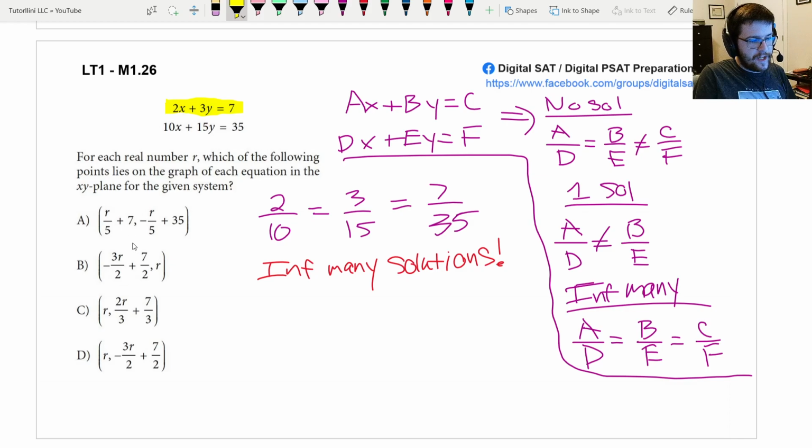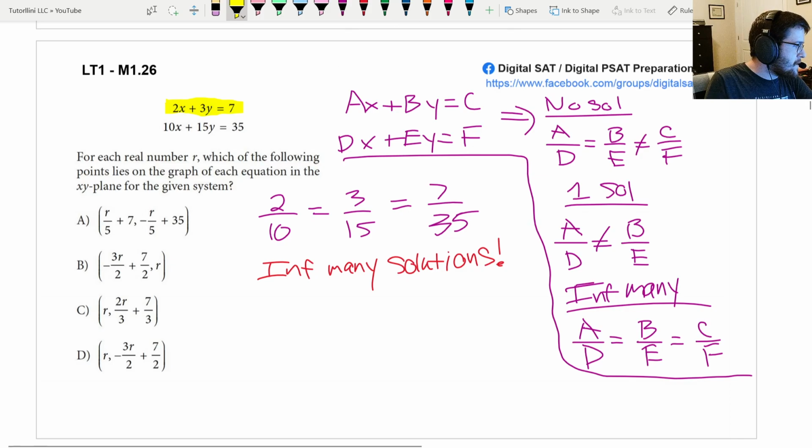You can go and plug in each answer choice and see, or if you want, you could pick a number for r. Maybe that would work too. So you go through each answer choice and plug it into one of the equations, and if it satisfies one of the equations, it satisfies the other one. So you just need to check to see if it satisfies one. I'm not going to go through all these in the interest of time. The answer is B. So let's just at least verify that B is right.